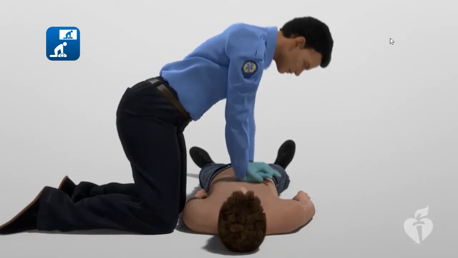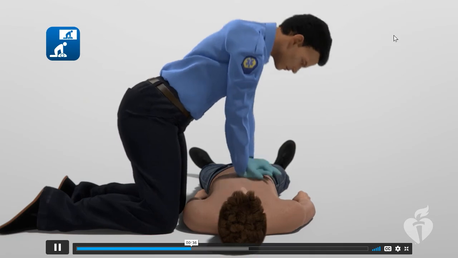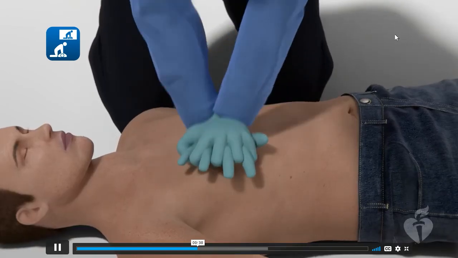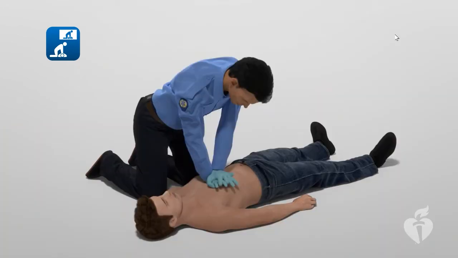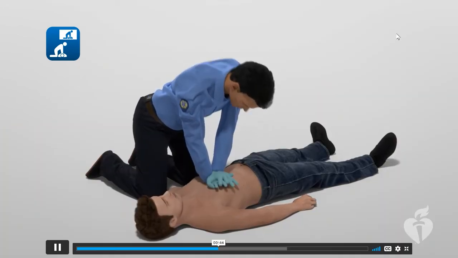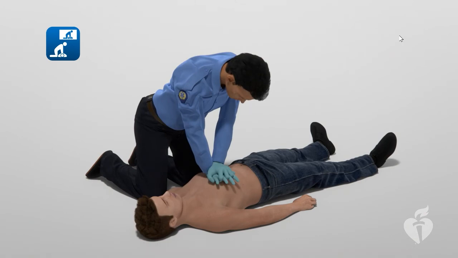Go. 1, 2, 3, 4, 5, 6, 7, 8, 9, 10, 11, 12, 13, 14, 15, 16, 17, 18, 19, 20, 21, 22, 23, 24, 25, 26, 27, 28, 29, 30. Alright, this is where you do your 2 breaths. So we're pausing right here.